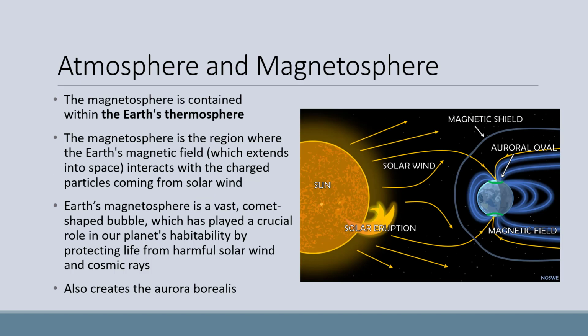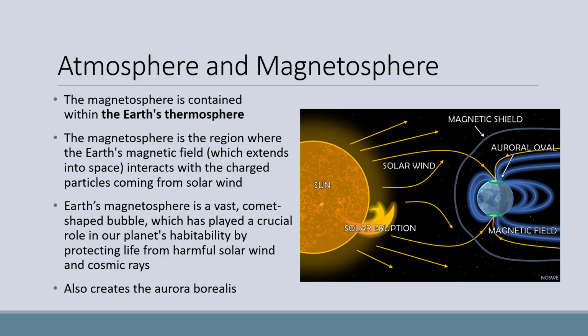The last topic we are going to cover in this lecture has to do with the atmosphere and the magnetosphere. The magnetosphere is contained within the Earth's thermosphere. The magnetosphere is the region where the Earth's magnetic field, which extends into space, interacts with the charged particles coming from solar wind. Earth's magnetosphere is a vast comet-shaped bubble, which has played a crucial role in our planet's habitability by protecting life from harmful solar wind and cosmic rays.